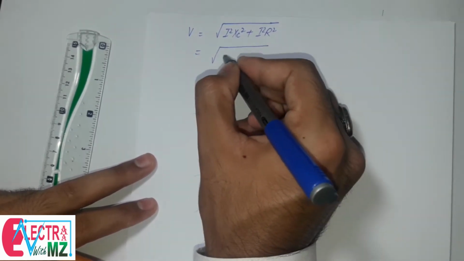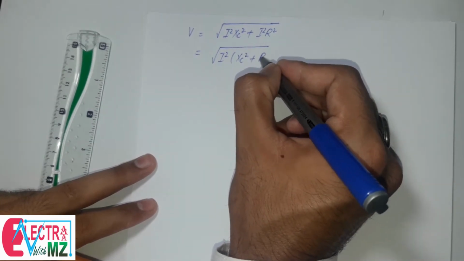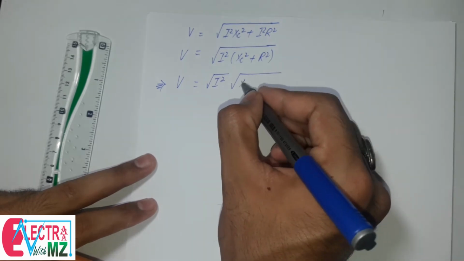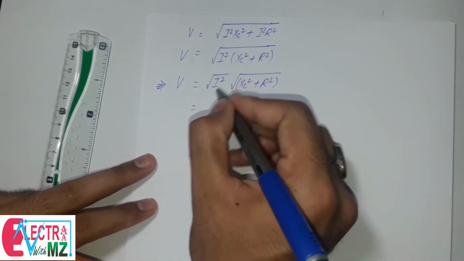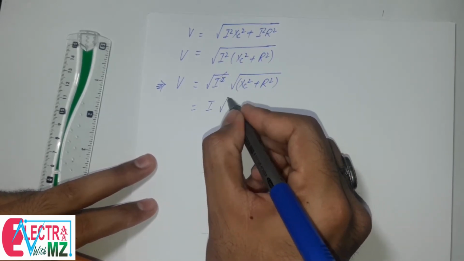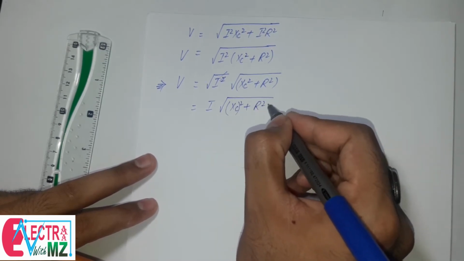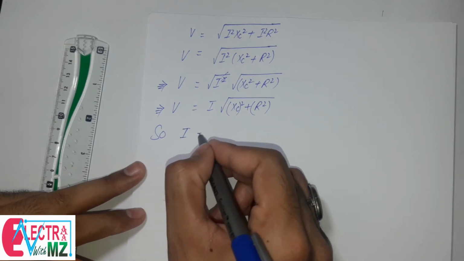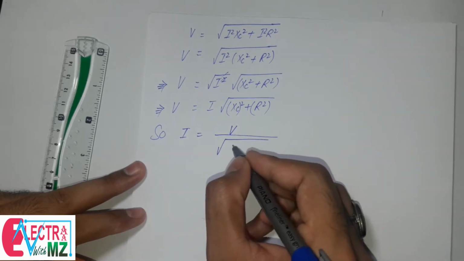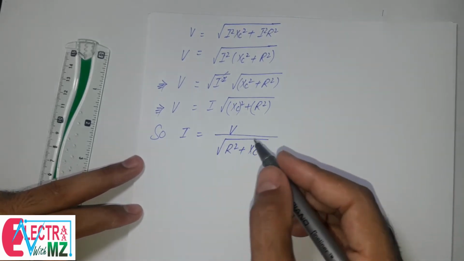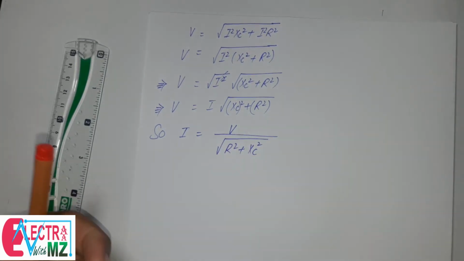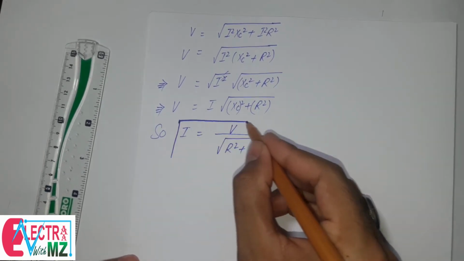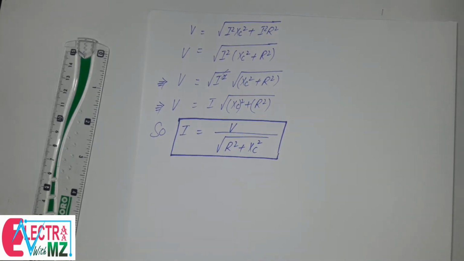So after that, by taking I square as a common, XC square plus R square, this means that V is equal to I times square root of R square plus XC whole square. So here I is common, and we get V equals I times square root of R square plus XC whole square. But we have to find out the current I, so current I is equal to V divided by square root of R square plus XC whole square. Okay, so this is the formula for calculating current I in RC series AC circuit.